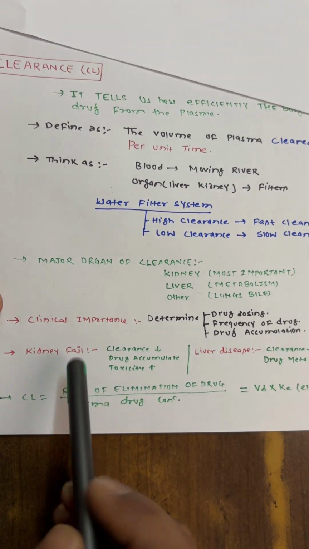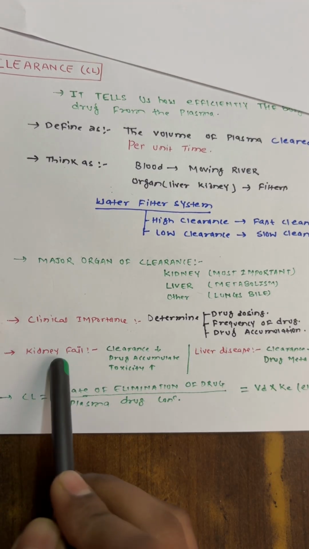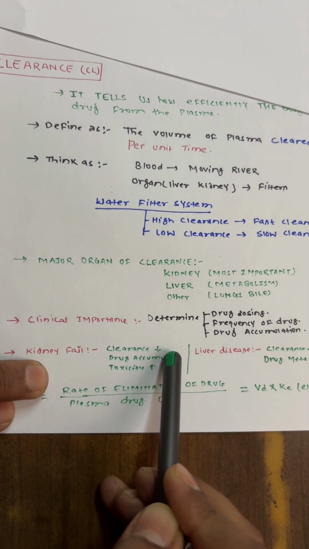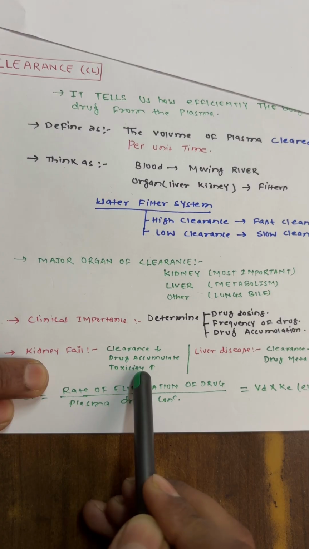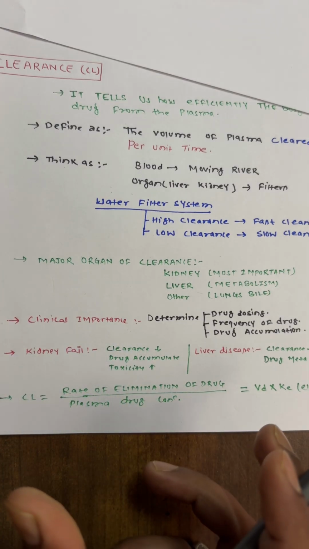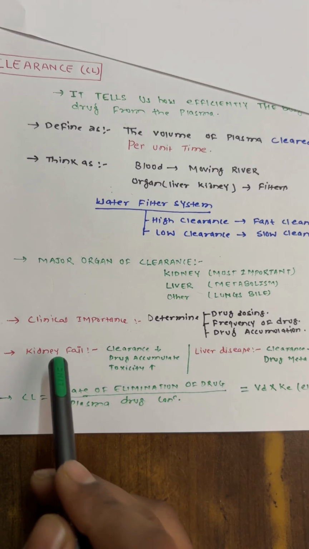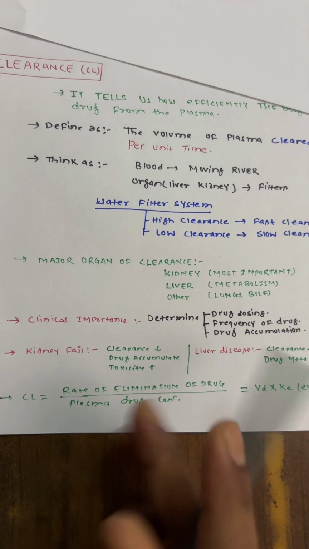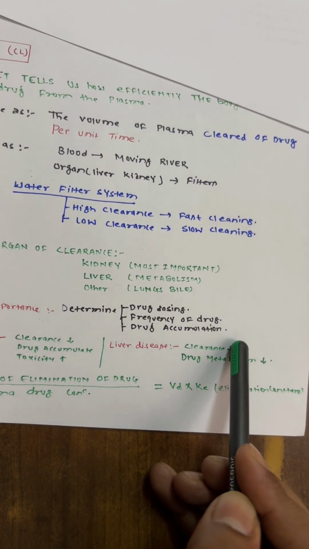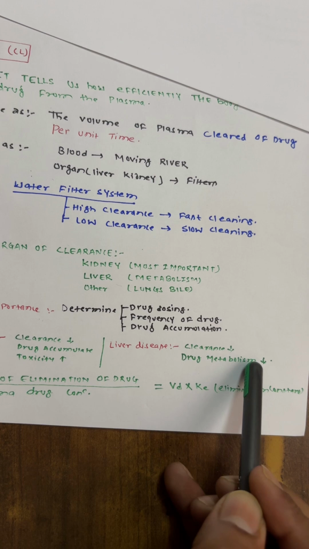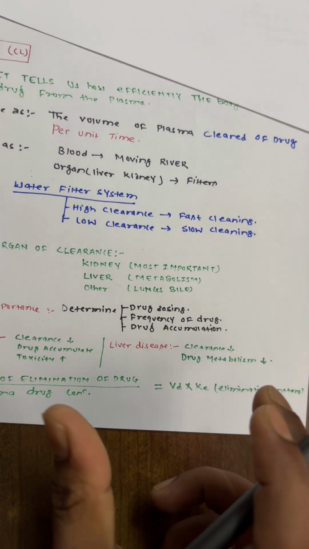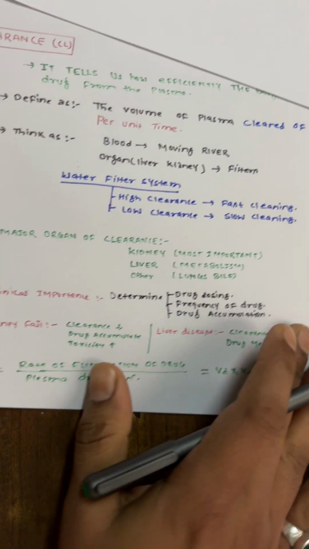If a patient's kidney fails, the clearance rate will be low because the kidney will not work properly, so the drug accumulates and produces toxicity. In those conditions, how much dose we need to give a kidney failure patient depends upon clearance. In the same way, if a patient has liver disease, their clearance will also be low, because their drug metabolism will be low. So in that condition also we need to give the appropriate dose, and clearance helps.